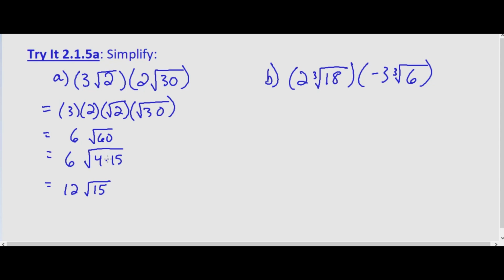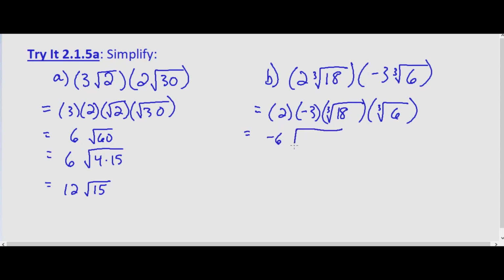Now let's take the same approach and apply it to an expression involving cube roots. So we take the constants, bring them out front. 2 times negative 3 times the cube root of 18 times the cube root of 6. Now that equals 2 times negative 3 is negative 6. And that's the cube root of 18 times 6.